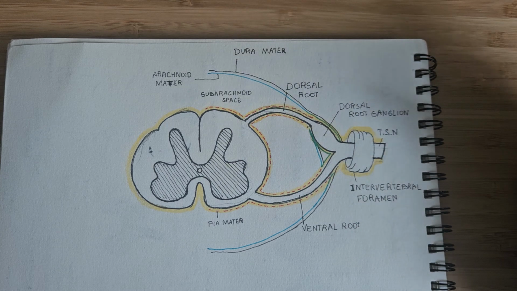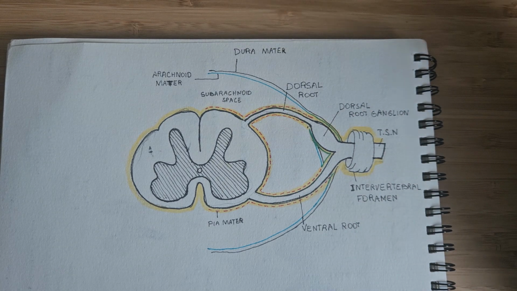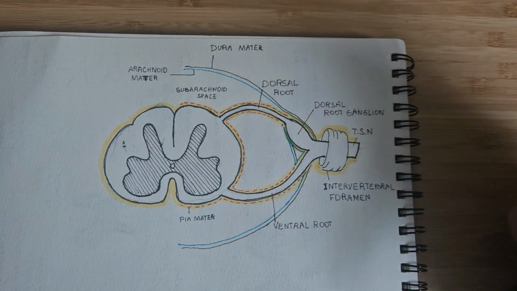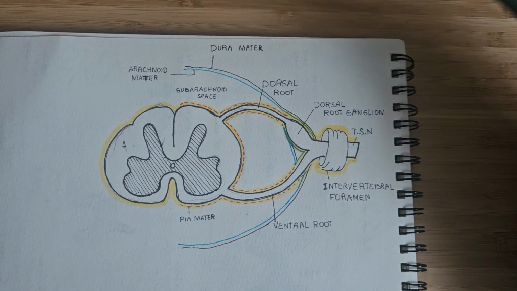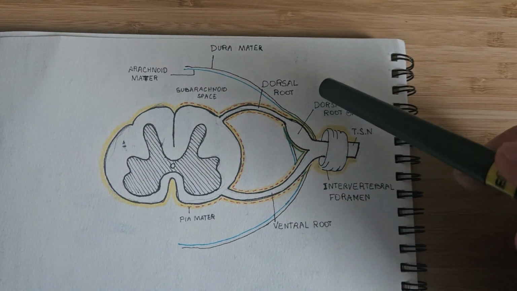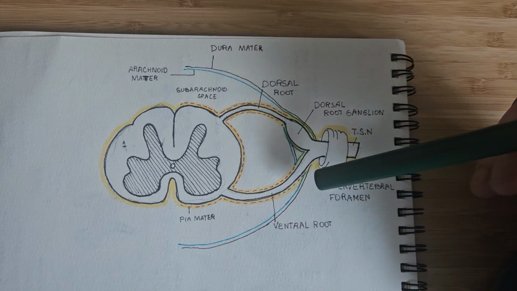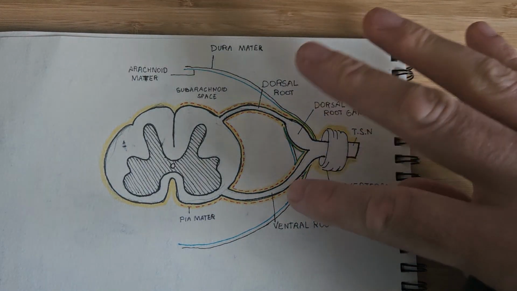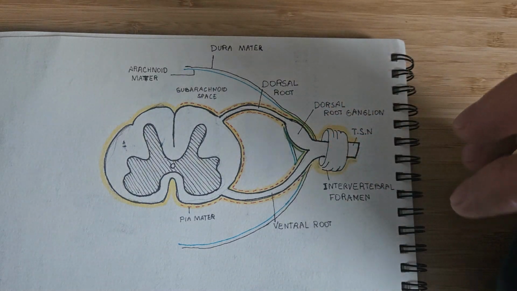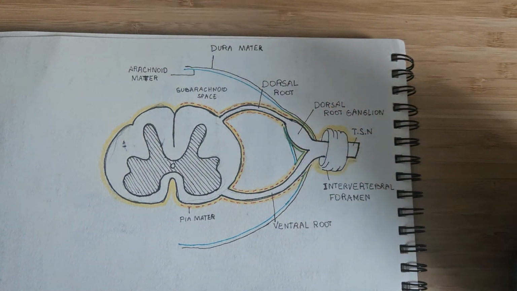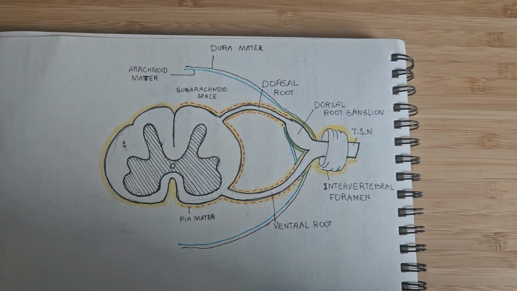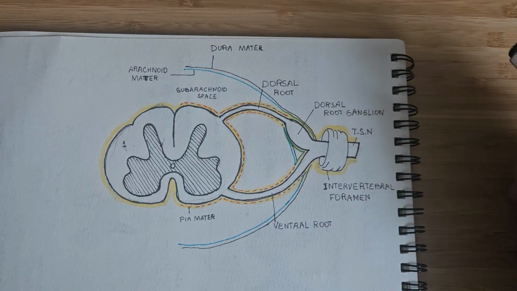I think that makes sense for you, visualizing from this view. Now each of the dorsal and the ventral roots, okay, they are surrounded by a sheet of pia mater. The two roots cross the subarachnoid space and pierce the arachnoid and dura mater separately. Okay, keep this in mind.